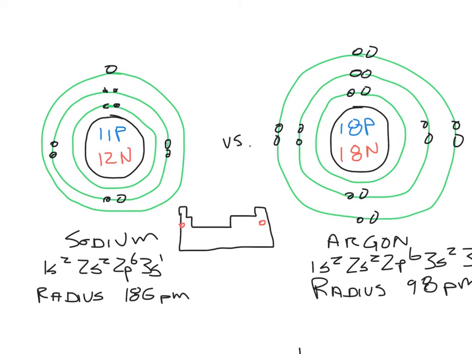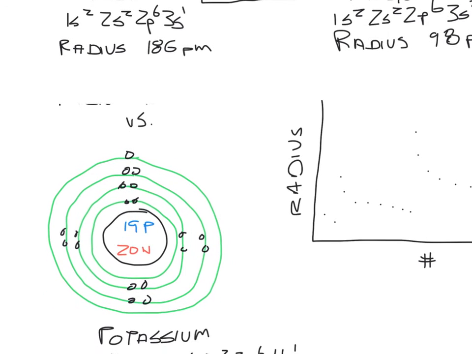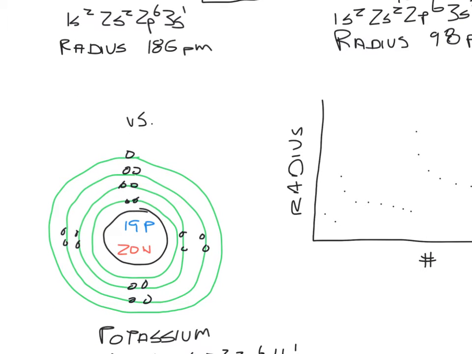Just like in the last notes video, I'm going to be making a horizontal comparison. So I'll be looking at sodium and argon, which are both in the third row. And then after that, we're going to make a vertical comparison. We're going to go down from sodium to potassium.